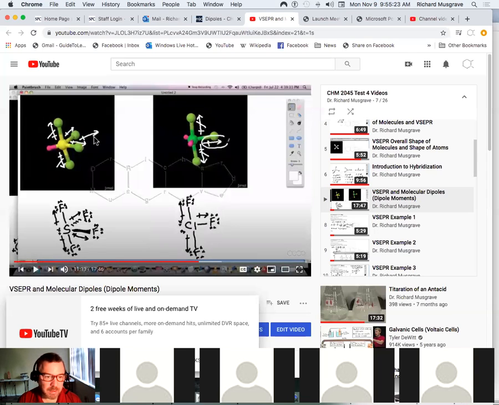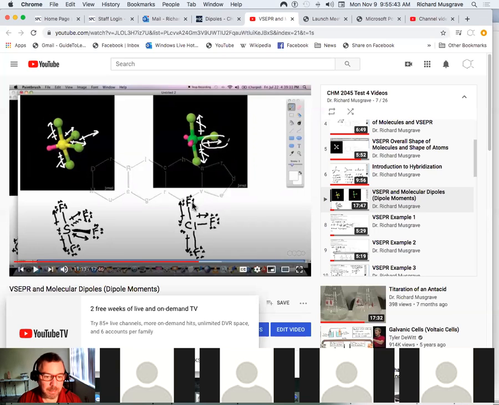That's the net dipole for SF4. It runs directly in between these two because these two end up canceling out. Why do they cancel? Because they're the same size and going in the exact opposite direction. Does anybody have any questions?